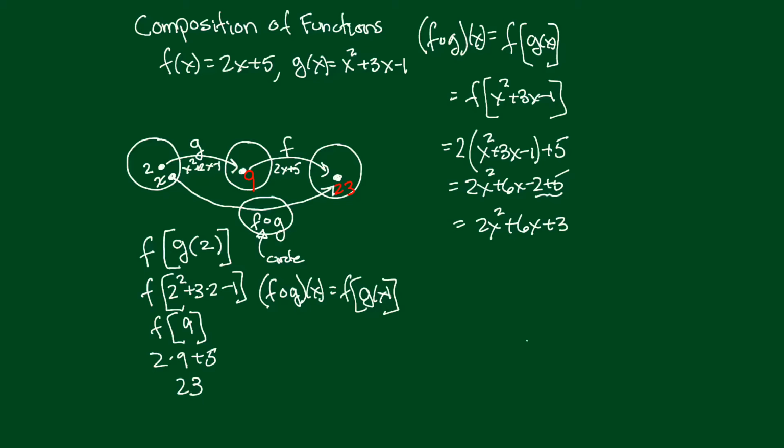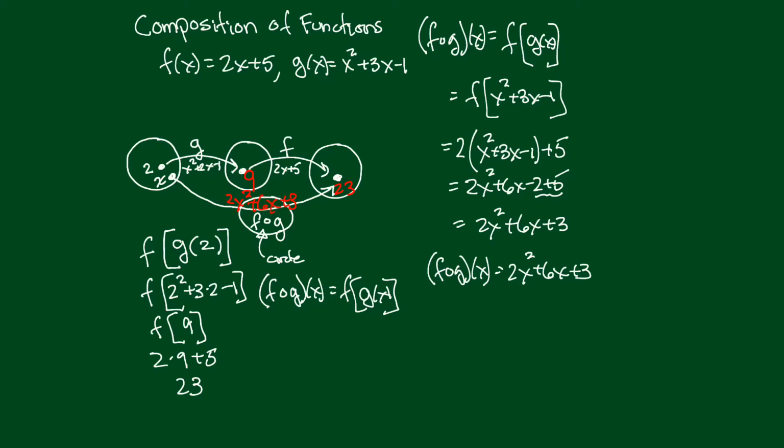So I'm going to name this rule now like this. F circle g of x, all right, so we have an f function. The f function is the 2x plus 5 up here at the top left. The g function is this trinomial, this quadratic, x squared plus 3x minus 1. And the composition of both functions, f circle g, okay, f circle g is this trinomial right here. Our nonstop rule is 2x squared plus 6x plus 3.